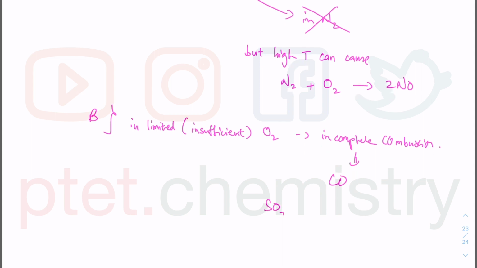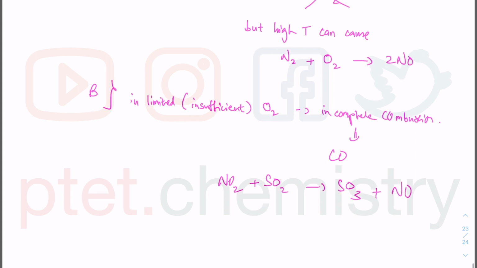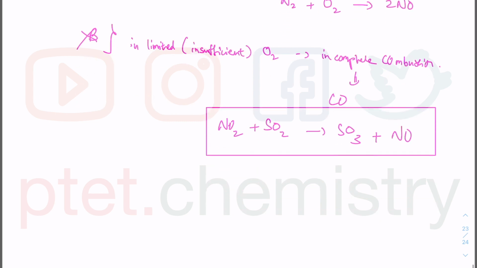Okay, so SO2 to SO3. This one needs the NO2 in order to do that. So the NO2 will lose the oxygen, let me just write the equation, SO2 plus NO2. The NO2 will lose the oxygen, it will oxidize SO2 to SO3, and itself get reduced like this. This is the correct equation. It doesn't involve CO, it involves NO2 instead. So option B is also wrong there.